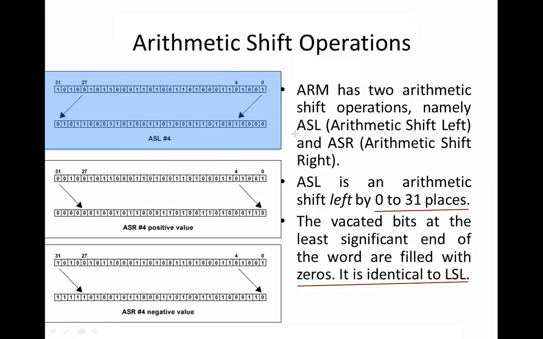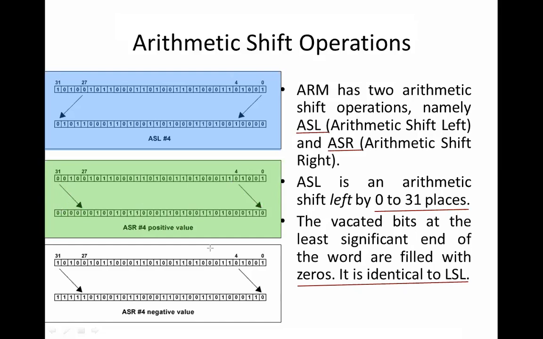And next, suppose I want to do a positive value. So I do a shift right, and then I give a hash for some positive value. In that case, it is going to be shifted. You can see that this 0 is coming here, and there are 4 places here which are actually filled by 0, and then this 0 comes here.